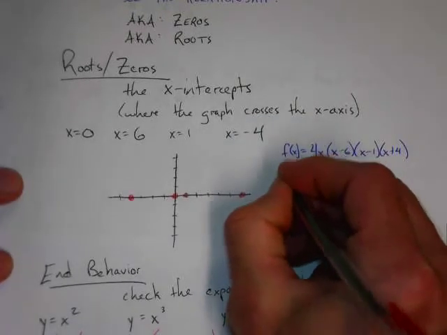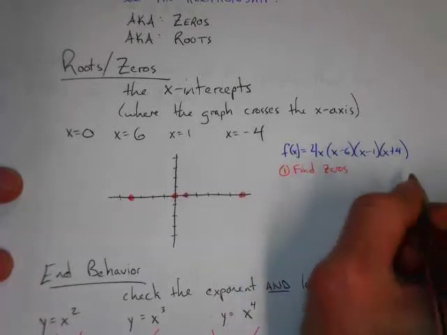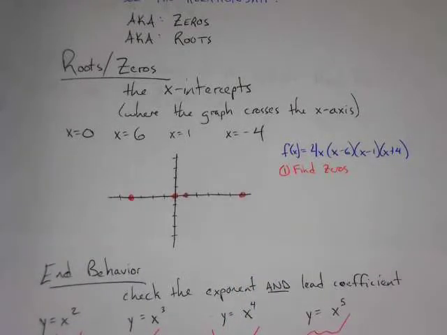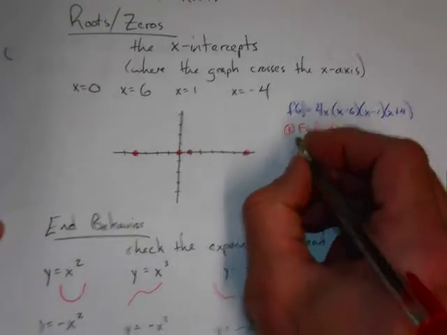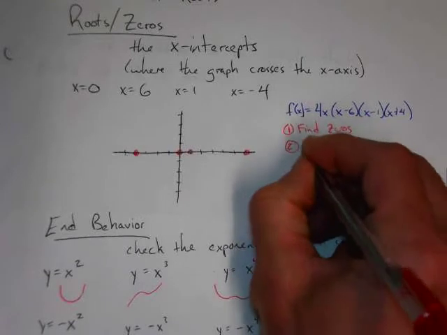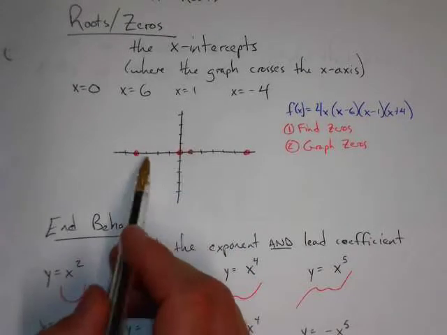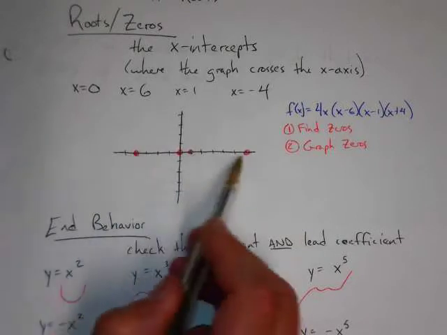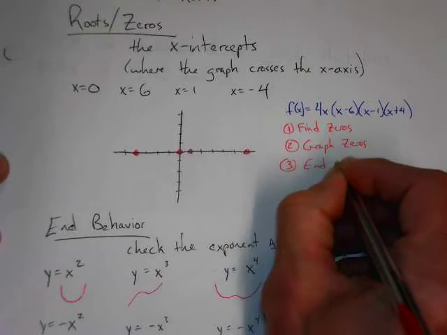Step 1, we find the zeros. We set it equal to 0 and we solve. And then we have our zeros. Step 2, we graph our zeros. We know the zeros exist on a graph. And then step 3, we're going to check end behavior.